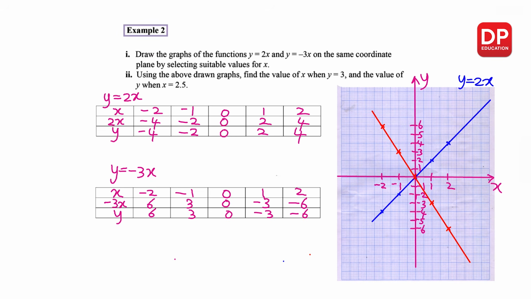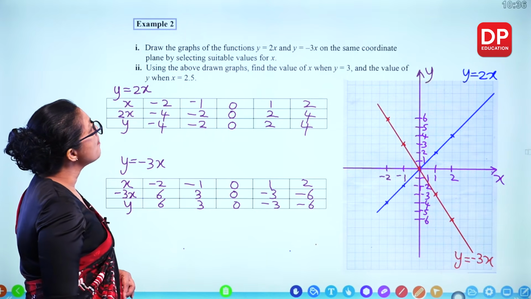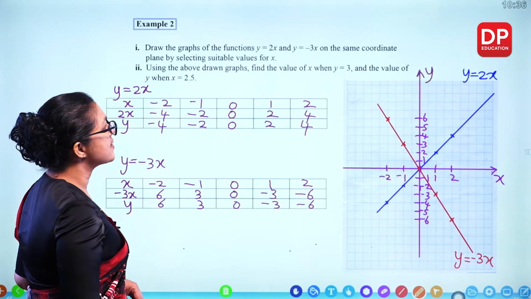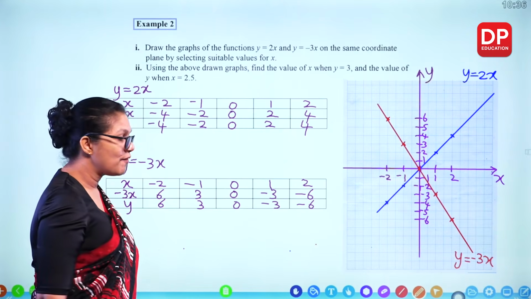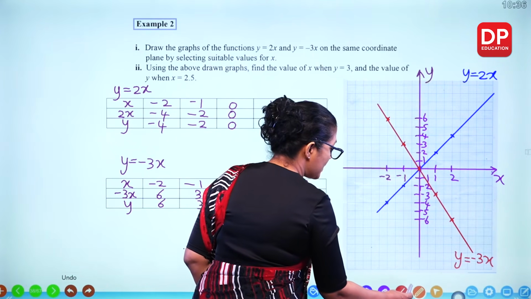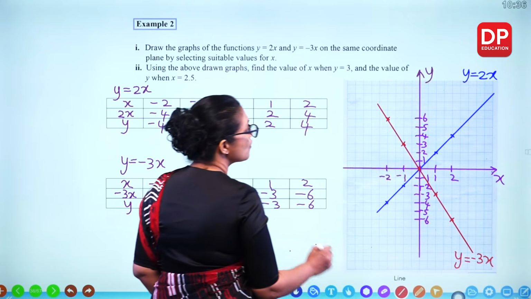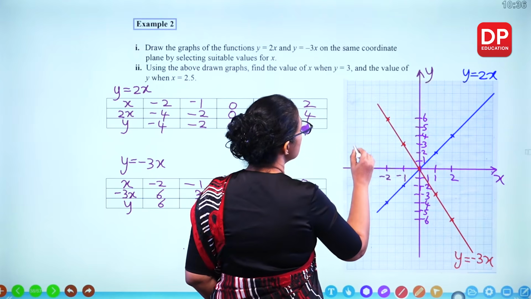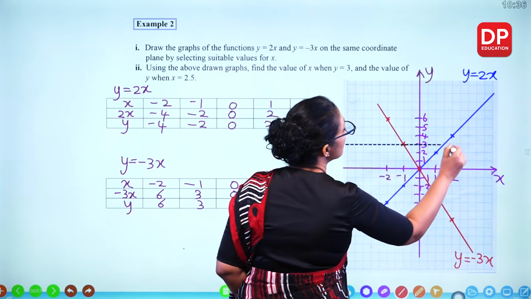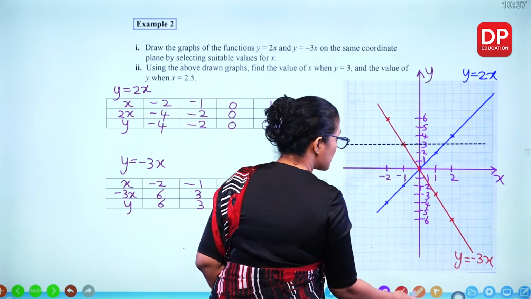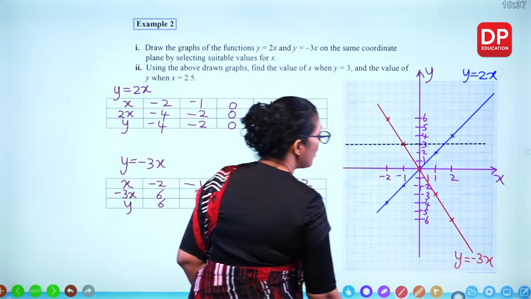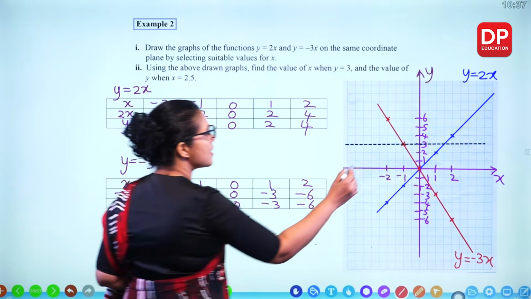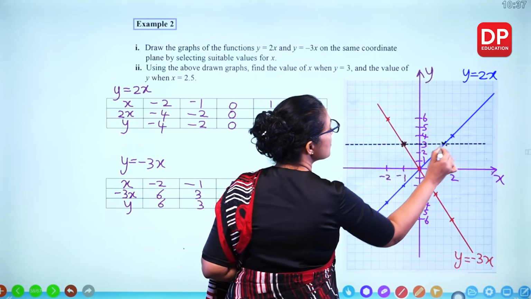You get this line. So you label it y equals -3x. Now part 2, using the above drawn graphs, find the value of x when y equals 3. Now the y value is equal to 3. So we'll draw a line, this line. This is y equals 3. So what are the coordinates when y equals 3? Intersecting points are this one and this one.